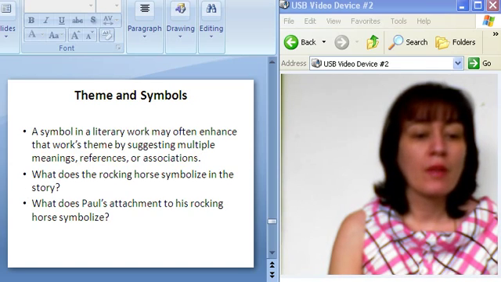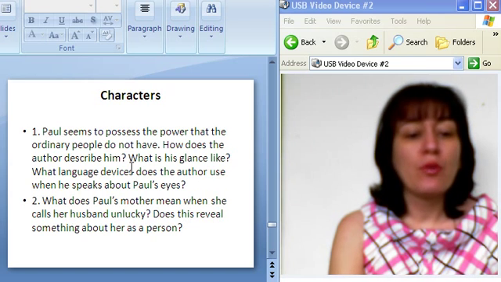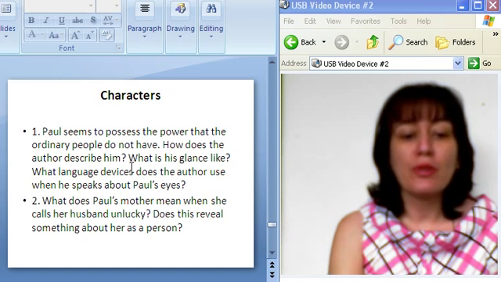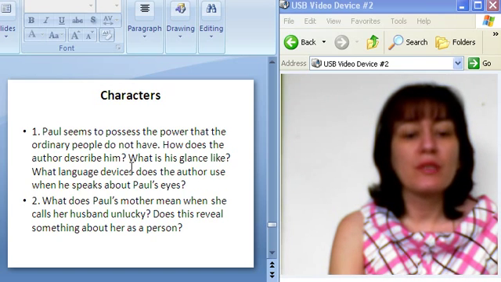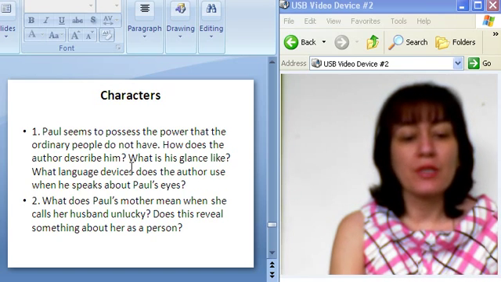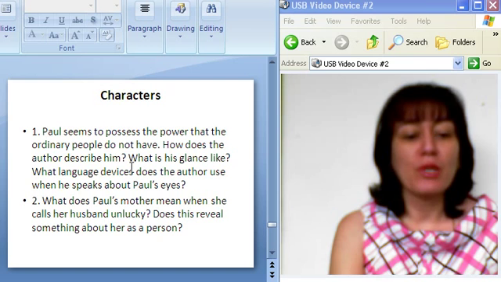Characters. Paul seems to possess the power that the ordinary people do not have. How does the author describe him? What is his glance like? What language devices does the author use when he speaks about Paul's eyes? What does Paul's mother mean when she calls her husband unlucky? Does this reveal something about her as a person?